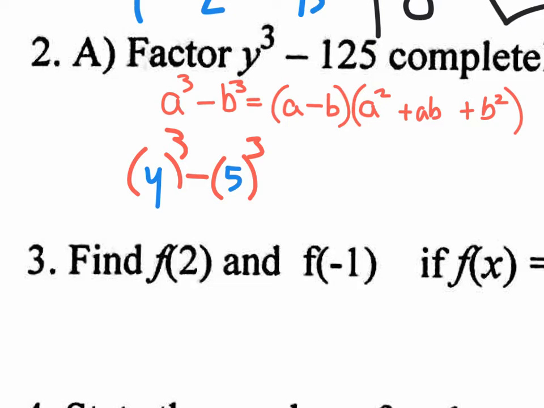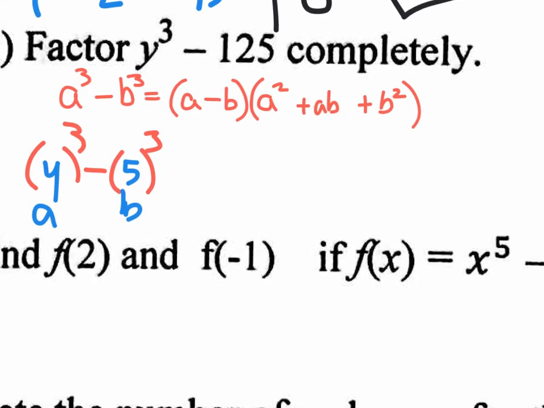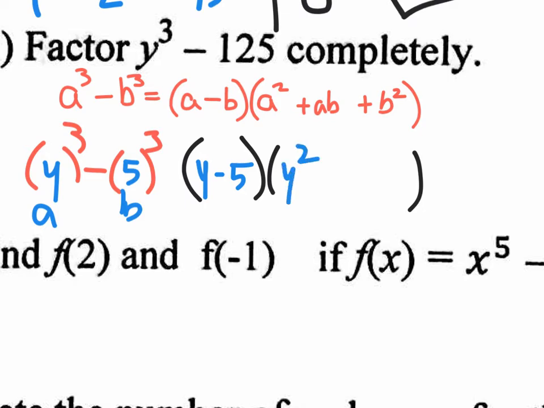Now that's just to identify your a and your b. That's not even part of your actual formula. What is the formula? The formula is a binomial times a trinomial. So I'm going to go binomial times trinomial. So the binomial is y minus 5. The trinomial is a squared, so I'm going to go y squared plus a times b, which in this case is plus y times 5.